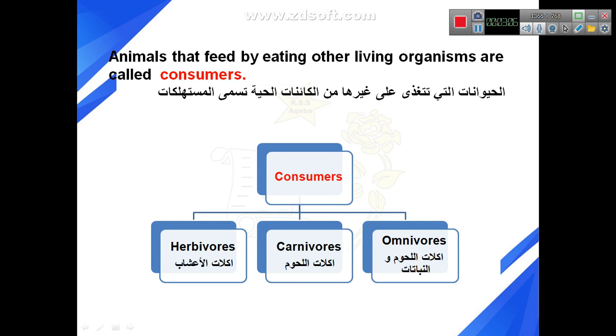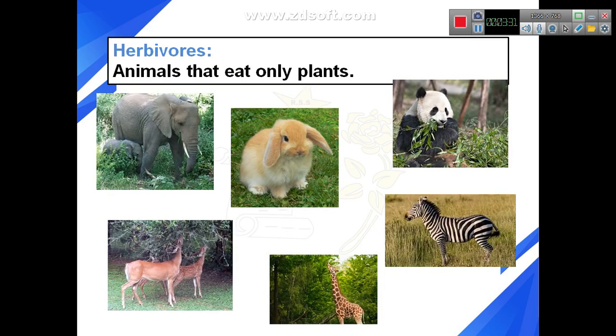Consumers are divided into three types. Either they are herbivores or carnivores or omnivores. herbivores اللي هي أكلات الأعشاب، carnivores أكلات اللحوم، omnivores أكلات اللحوم والنباتات. So consumers are divided depending on what they eat، يعني بنوزعها أو بنقسمها حسب شو طبيعة الأكل اللي عم تتناوله.